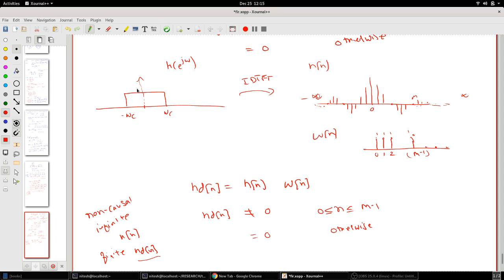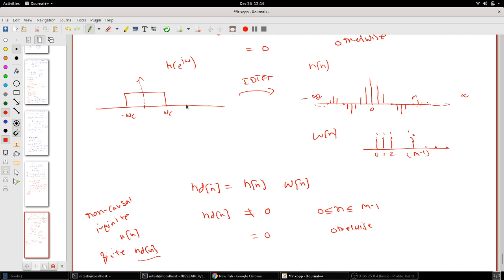For this desired frequency response, I take the IDTFT. Naturally it is going to be a non-causal function. Think about an ideal low pass filter. It will turn into a sinc function, because a rectangular curve in one domain turns into a sinc in the other domain, and vice versa. So this is non-causal and infinite, and then I truncate this sequence to from 0 to m minus 1 by multiplying it with a window function.